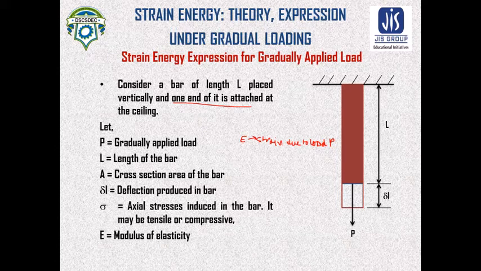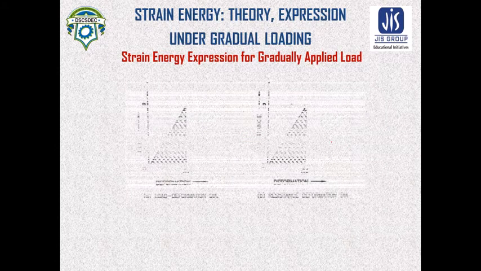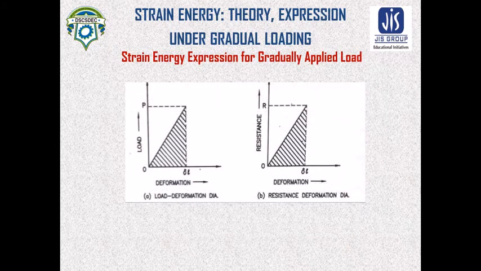Now we will see the loading diagram. Due to this loading, the load deformation diagram looks like this. As the load increases, deformation increases from 0 to del L, and similarly, as the tendency of deformation increases, the resistance also increases in the opposite direction with the deformation. In this curve, A is the load deformation diagram and B is the resistance deformation diagram.